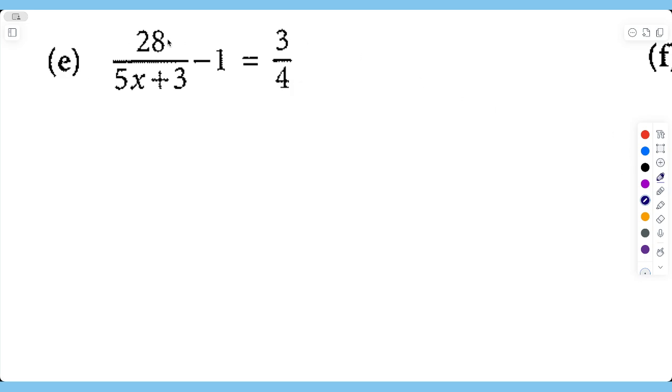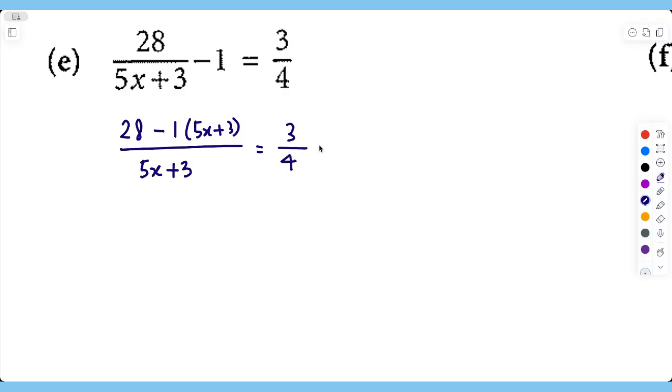We have a fraction and a constant term on the left side. Let's make them into one single fraction. The common denominator will be 5x plus 3. The numerator will be 28 minus, we need to times 5x plus 3. So we have 1 times 5x plus 3. Let's keep the bracket in first. That will be equals to 3 over 4.